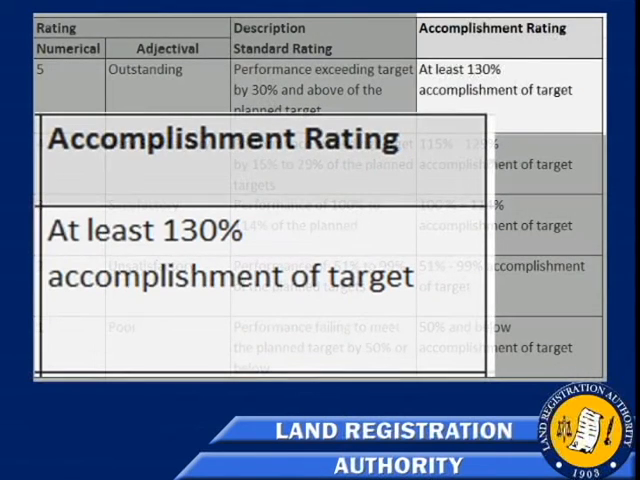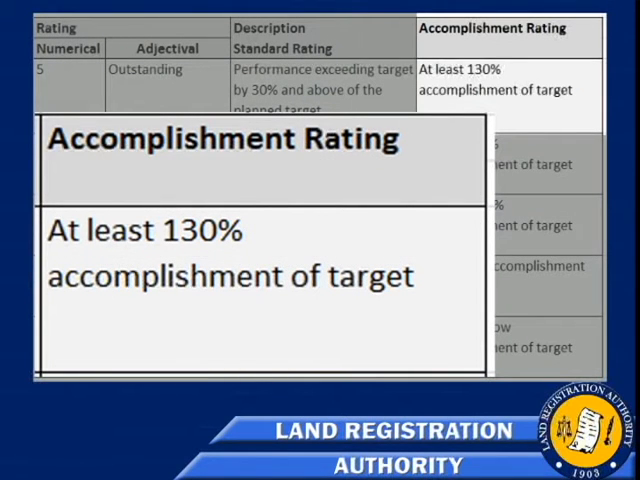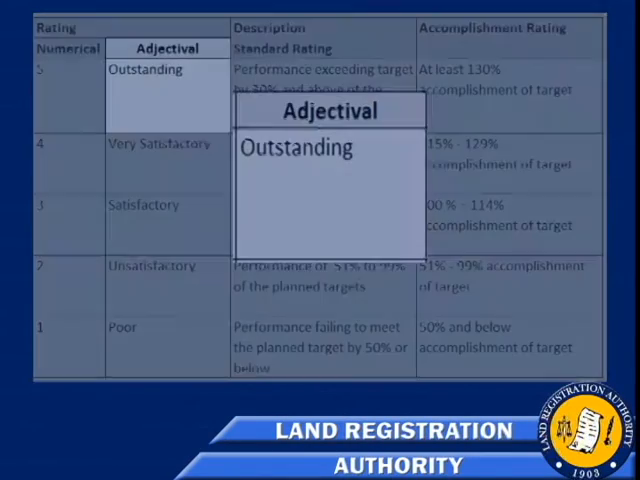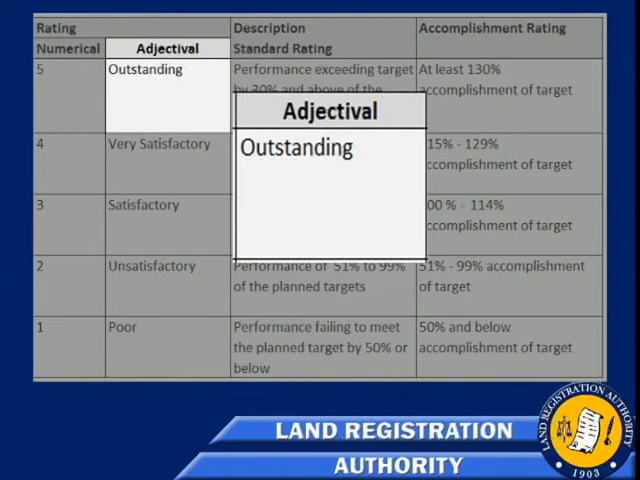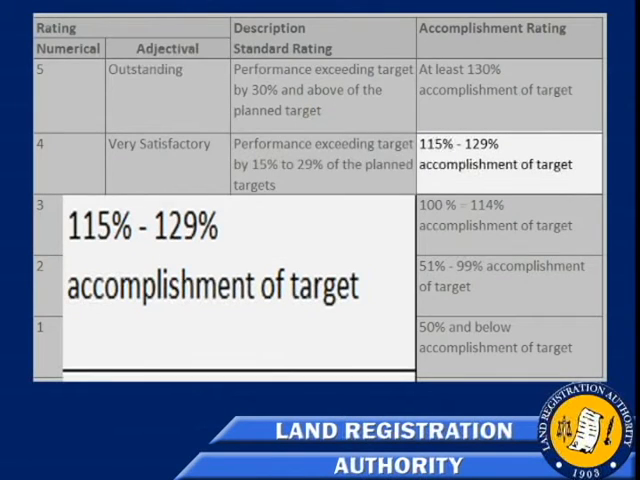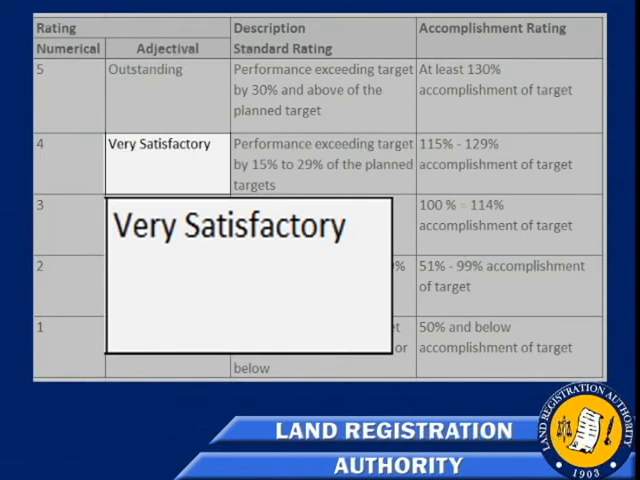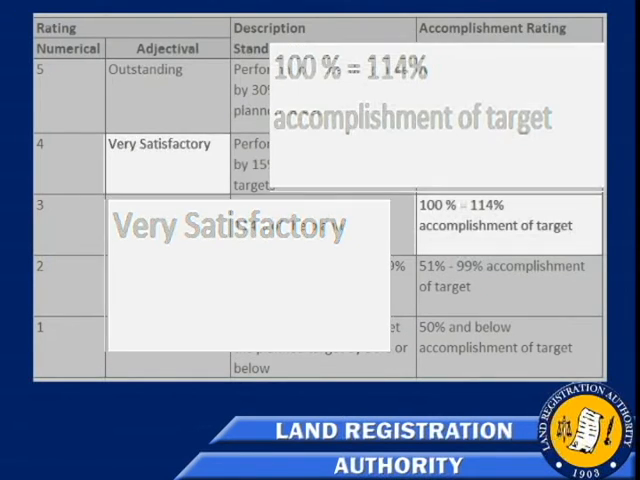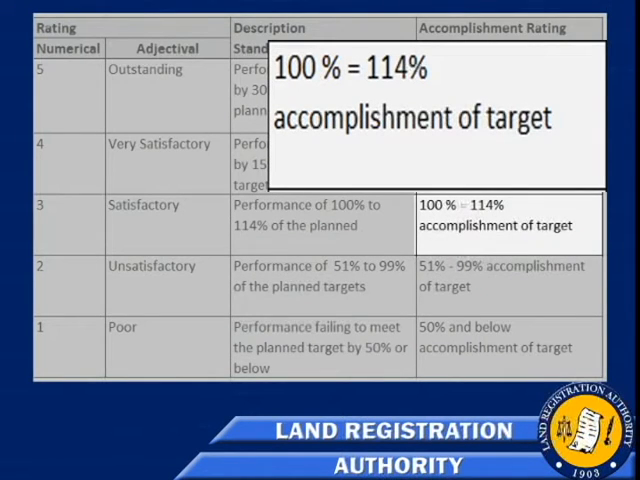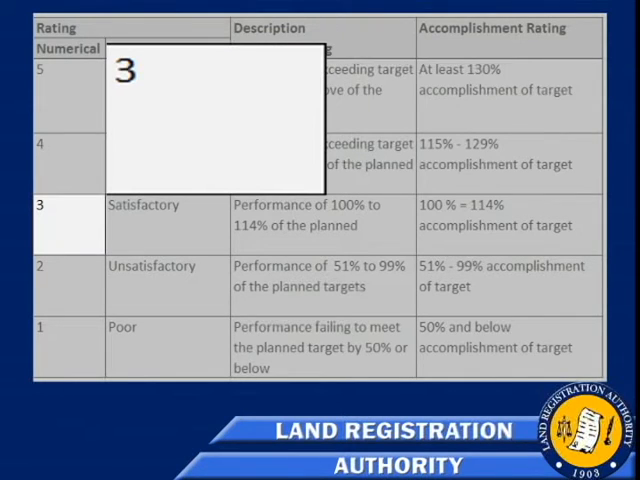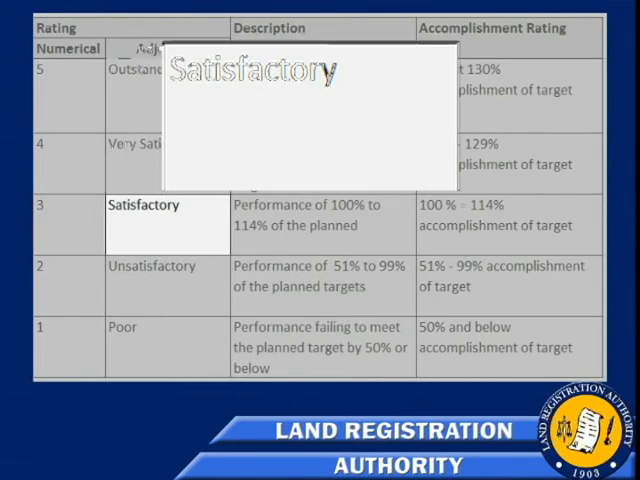If the accomplishment rating is at least 130% of target, the numerical rating is 5 and the adjectival is outstanding. If the accomplishment rating is 115% to 129% of target, the numerical rating is 4 and the adjectival is very satisfactory. If the accomplishment rating is 100% to 114% of target, the numerical rating is 3 and the adjectival is satisfactory.